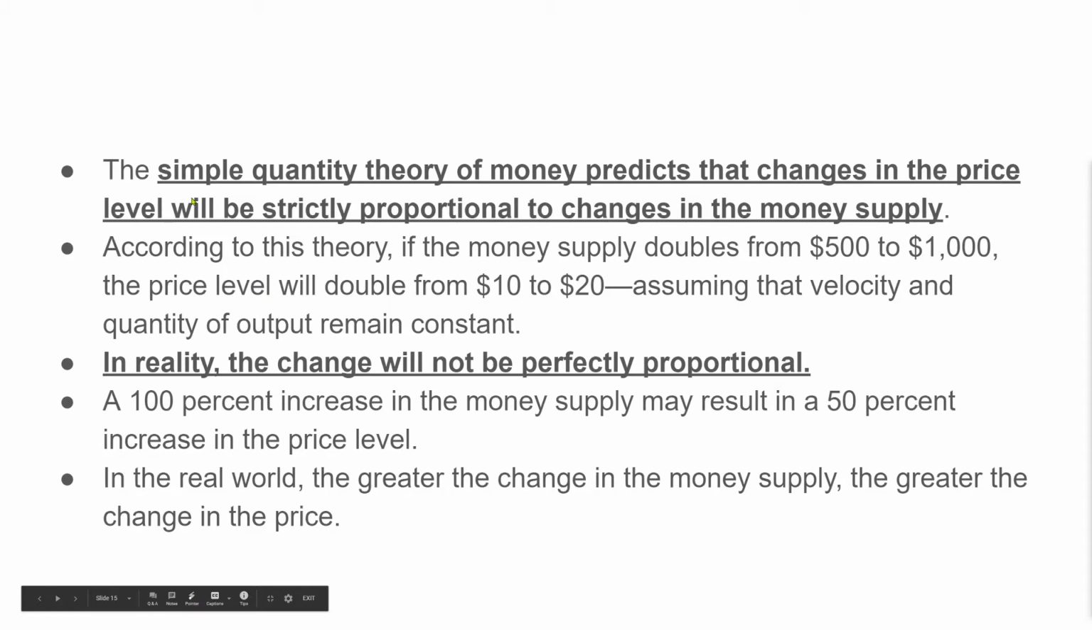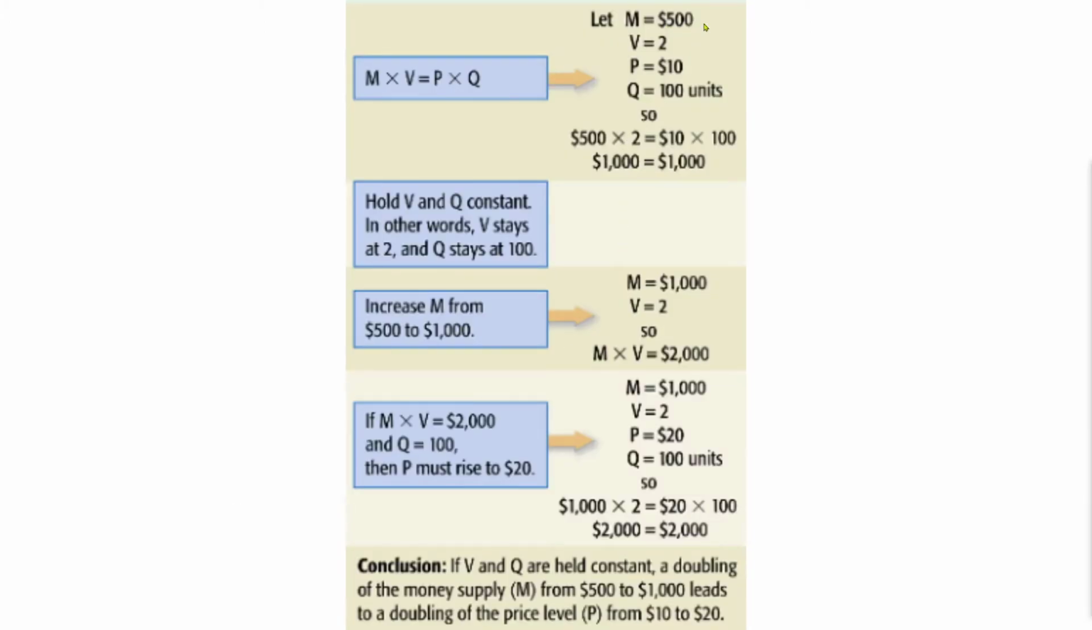Now the simple quantity theory of money predicts that changes in the price level will be strictly proportional to the changes in the money supply. So according to this theory, if the money supply were to double, going from $500 to $1,000, the price level will double as well. What used to be 10, remember, I'm getting these numbers from here, goes from 10 to $20, assuming that the velocity and the quantity of output remain constant. So if this goes from 500 to 1,000, this should go from 10 to 20 because they're supposed to equal each other.